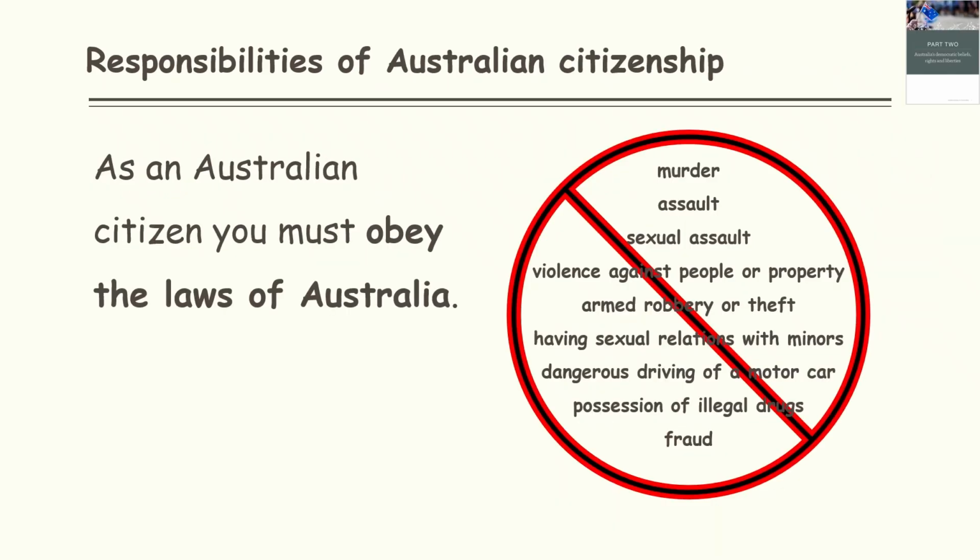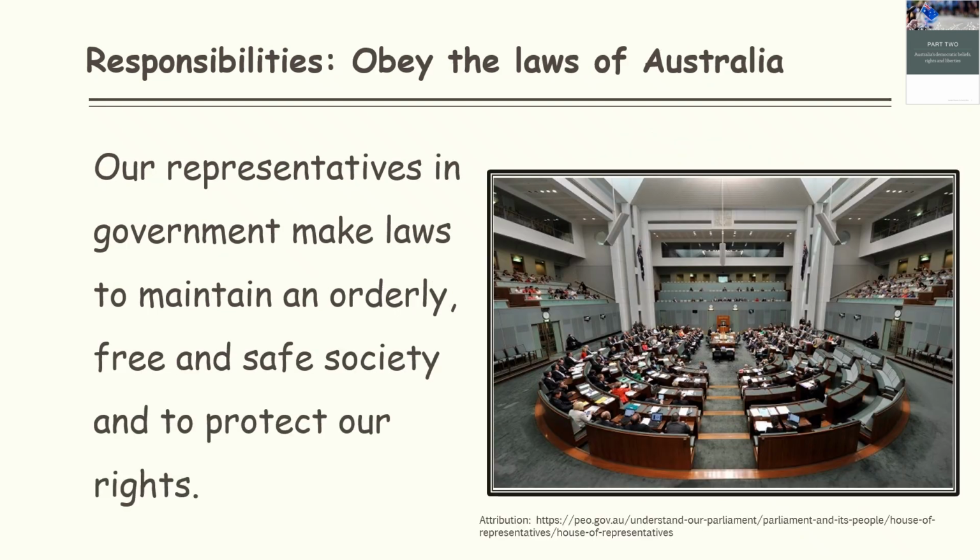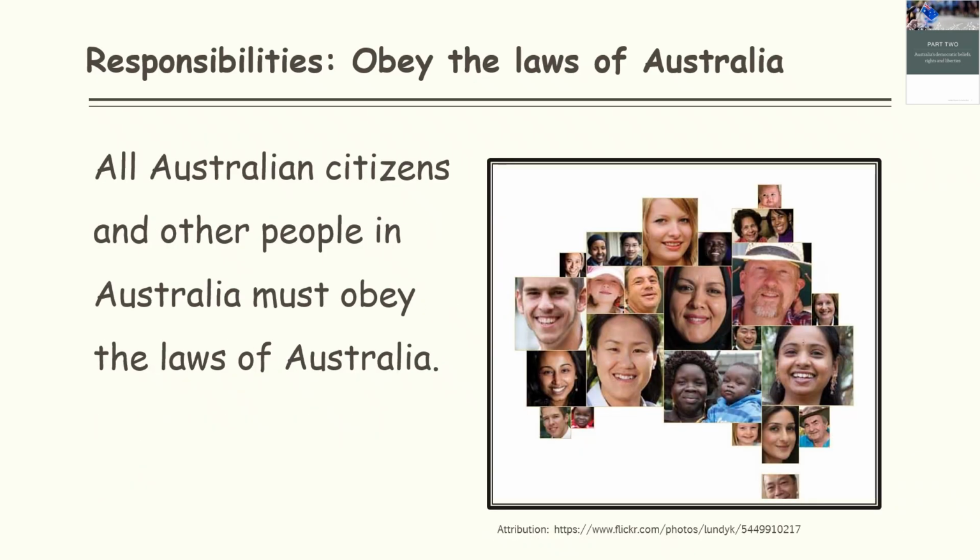Let's have a look at the responsibilities of Australian citizenship. As an Australian citizen, you must obey the laws of Australia. Our representatives in government make laws to maintain an orderly, free, and safe society and to protect our rights. All Australian citizens and other people in Australia must obey the laws of Australia.